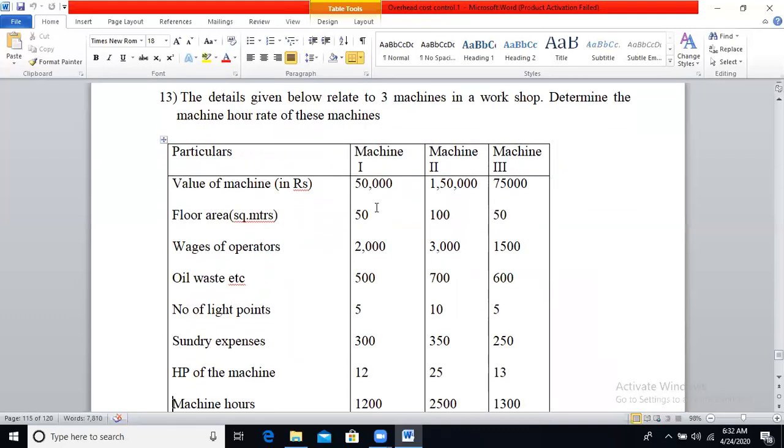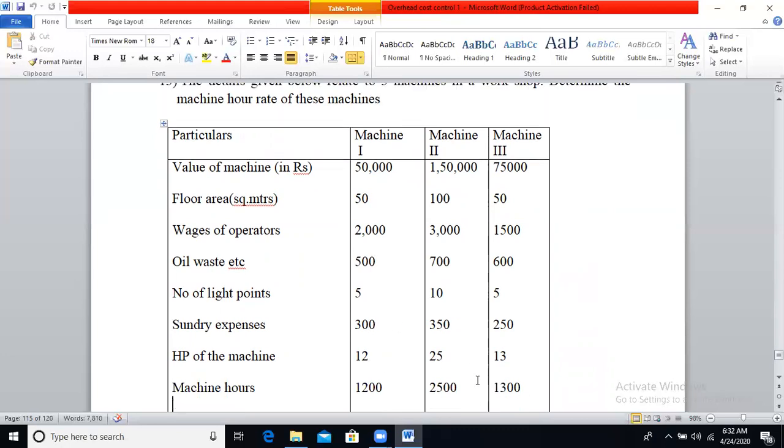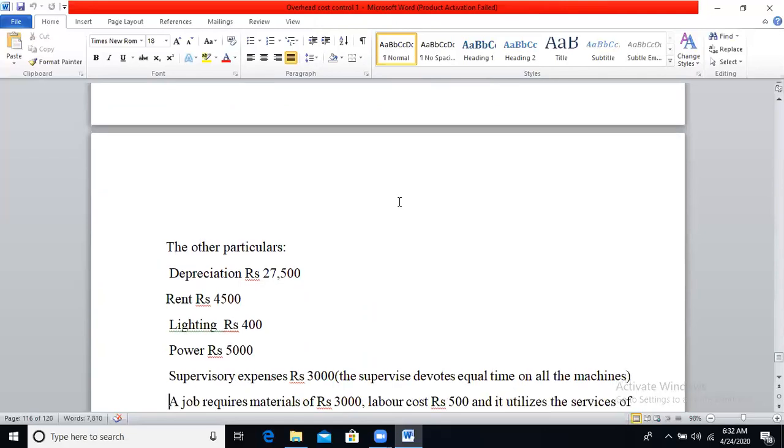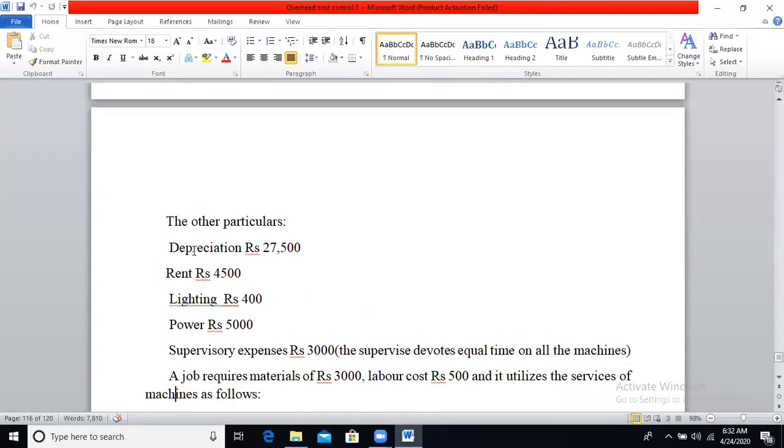So here they have given the value of machine for all the 3 machines, floor area, wages of operators, oil waste, number of light points, sundry expenses, HP of the machine, machine hours. See, machine hours will be considered at the end to calculate the machine hour rate, and other details they have given: depreciation, rent, lighting, power. Here they have given only 4 expenses. Then you need to identify the basis for these 4 expenses and calculate the ratio for these expenses.